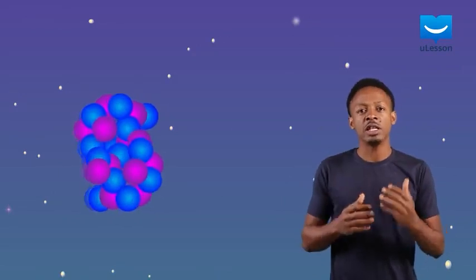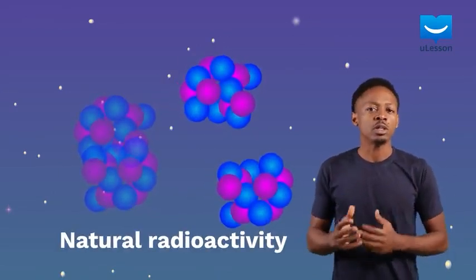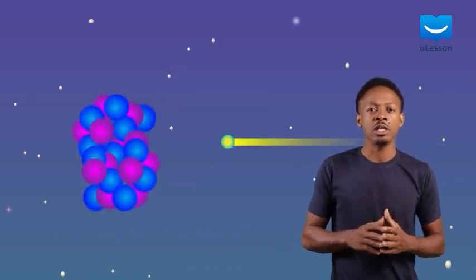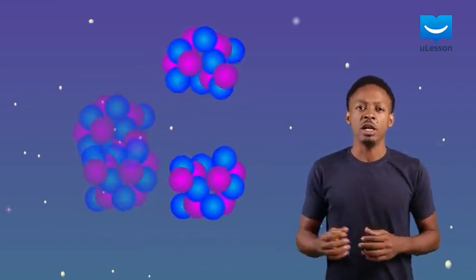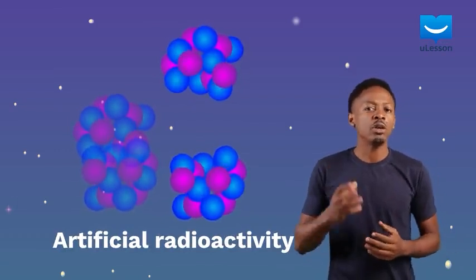Atoms can disintegrate naturally, and this is called natural radioactivity. Atoms can also be forced to disintegrate and undergo radioactivity, and this is called artificial radioactivity. We shall look at other aspects of radioactivity in our subsequent lessons, so keep learning.